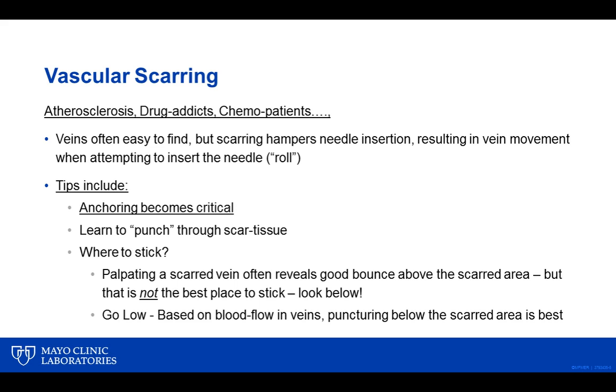Vascular scarring is the first thing we'll look at, and we will visit some of these also later in the presentation as they present themselves with particular or specific unique patient situations. Vascular scarring, we're looking at things like atherosclerosis, again, drug addicts, former or current chemo patients. Oftentimes we don't have difficulty in finding the vein, but the scarring of that particular vessel will actually cause us some degree of difficulty in getting the needle in the vein.